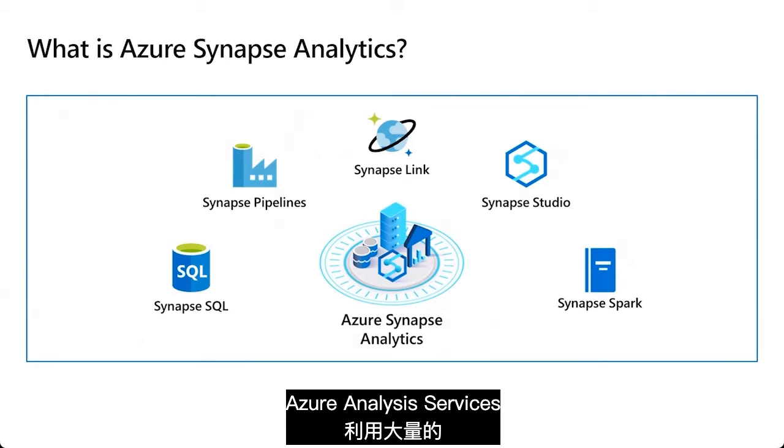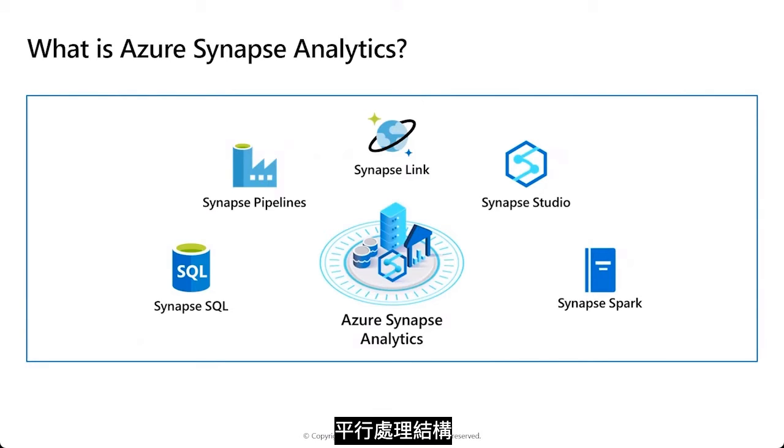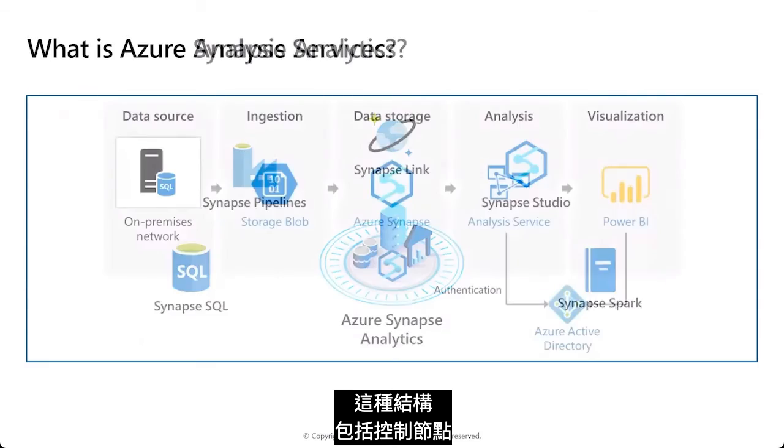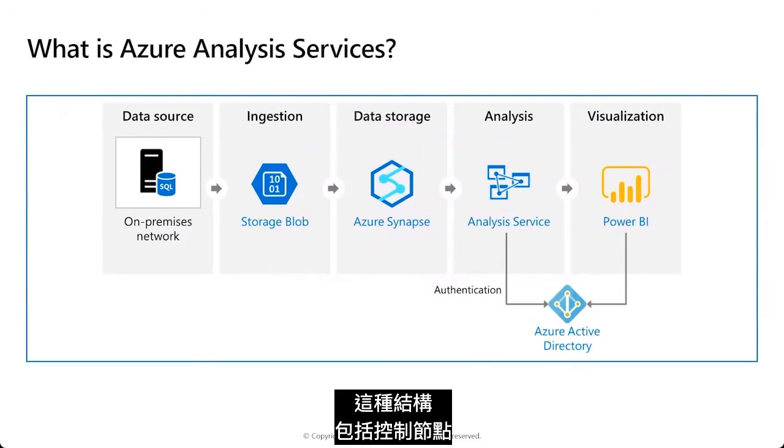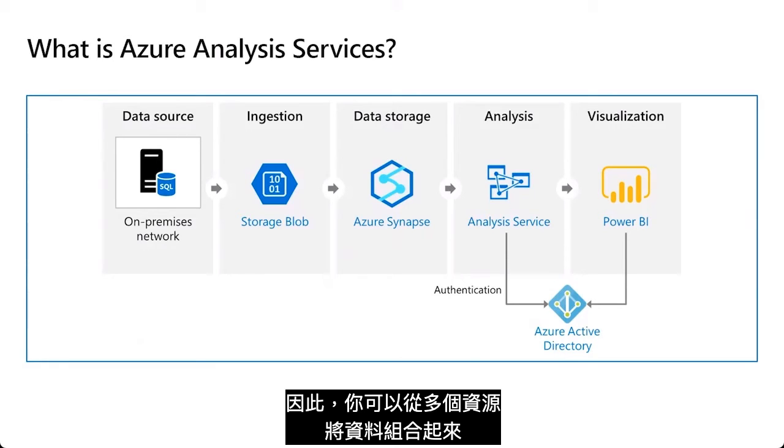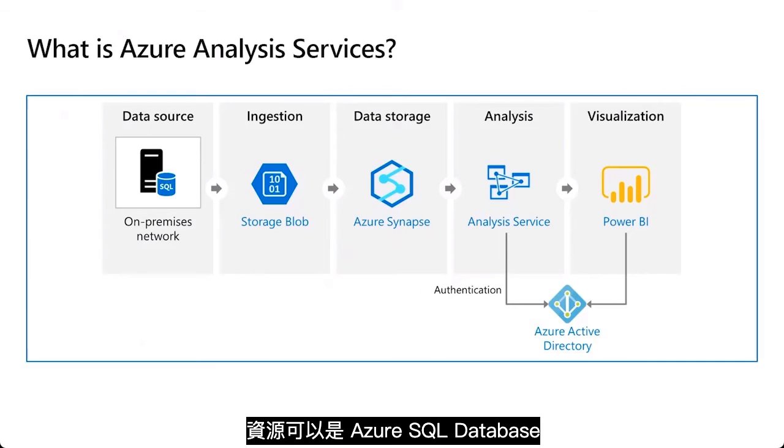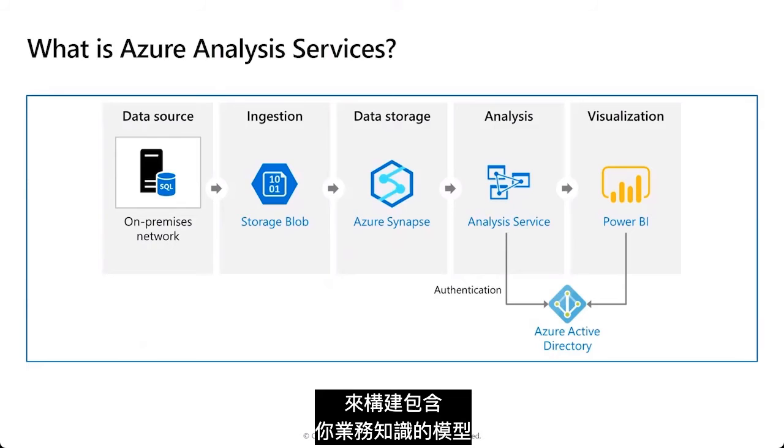Azure Analysis Services leverages a massively parallel processing architecture. This architecture includes control nodes, and it enables you to build tabular models to support your online analytical processing queries. You can combine data from multiple sources like Azure SQL Database, Azure Synapse Analytics, Azure Data Lake Storage, Azure Cosmos DB, and many others. And then you can use these data sources to build models that incorporate your business knowledge.